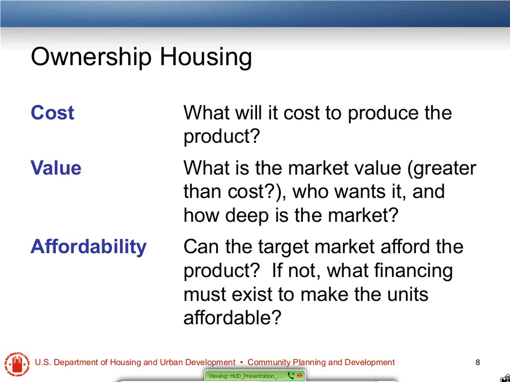And then the third thing we want to make sure we understand is affordability. Can our targeted market, our families, afford this housing unit, this product? And if not, what kind of subsidies do we need to include in order to make this home affordable to that particular family unit? And as we've learned in our homebuyer class, the lower the income you're trying to reach, the more difficult it is for the family to afford the house, and then the larger the subsidy required to make the home affordable at that income level.